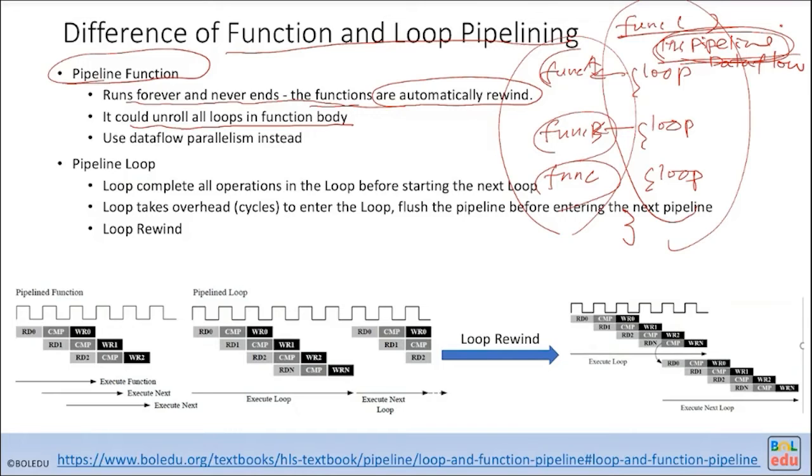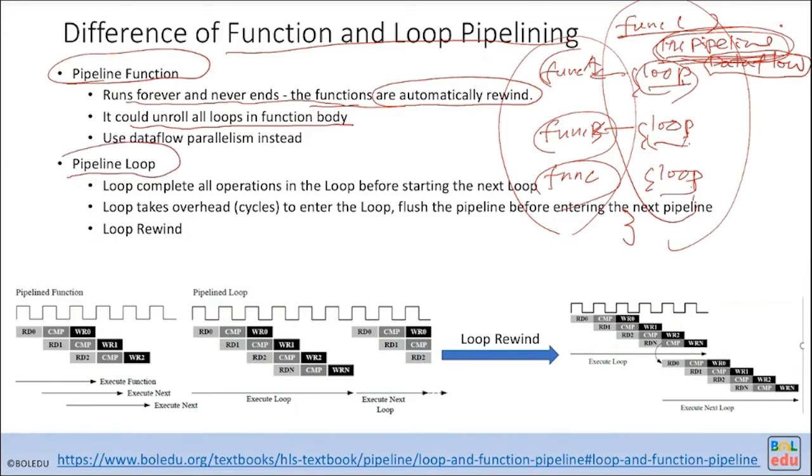So if you have multiple loops here and you put a pipeline on the function, it will unroll all the loops, and then it will consume a lot of resources. So in this case, we really like to use the data flow. But if you use the data flow, all the loops must be written in a way that can fit into the data flow model. So that's a pipeline function.